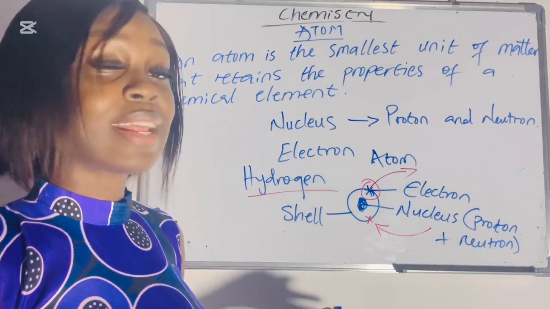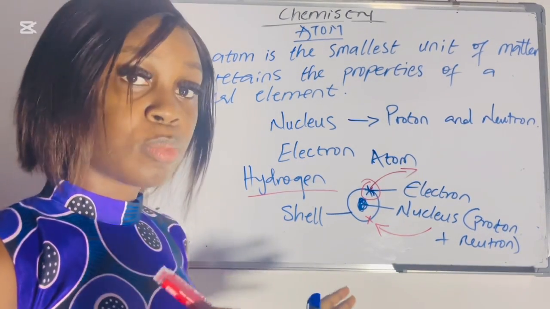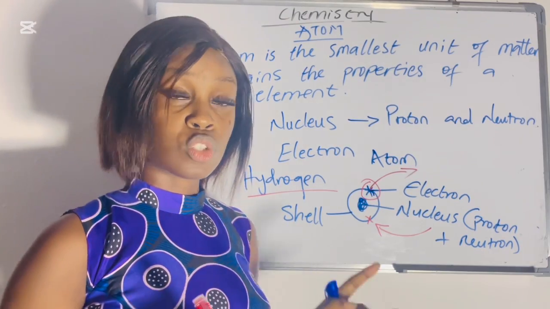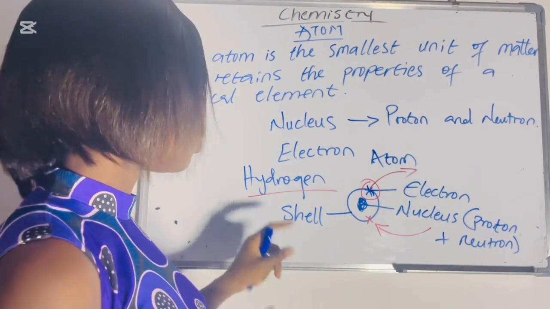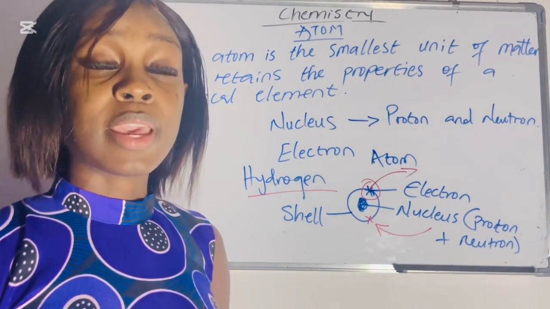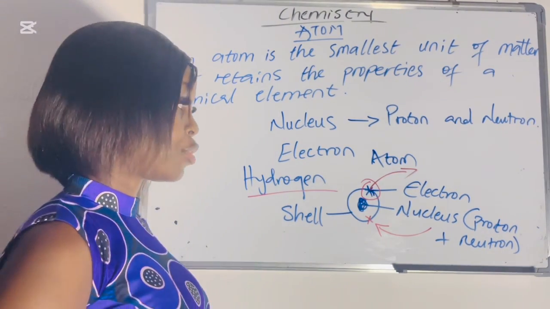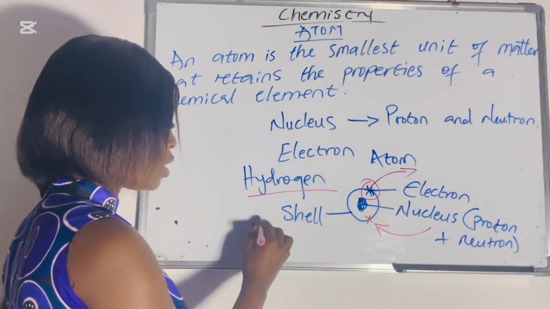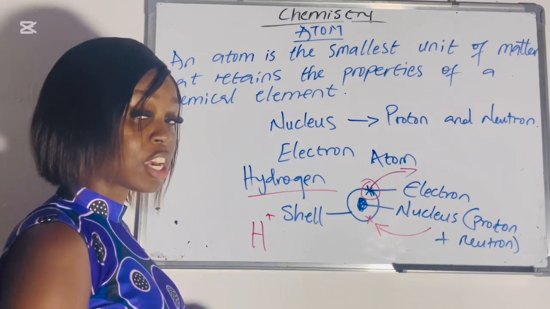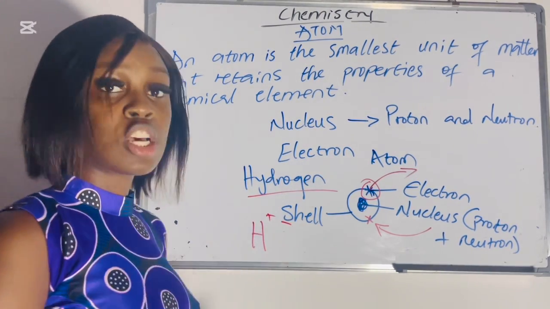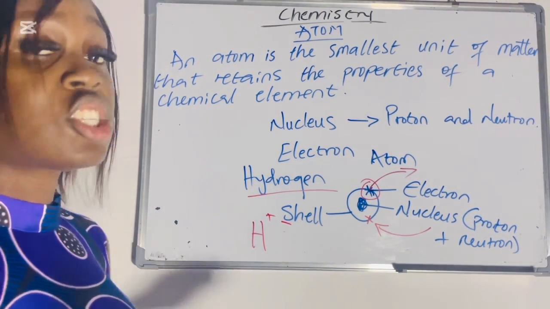So when an electron leaves, there will be changes in the hydrogen. Something will occur. This hydrogen will not just remain a hydrogen atom, it becomes a hydrogen ion. So it's either carrying a positive charge or a negative charge. So how will I know which of these charges it is going to carry?